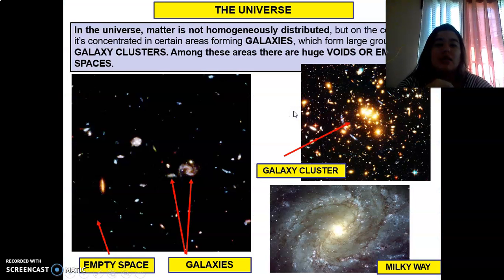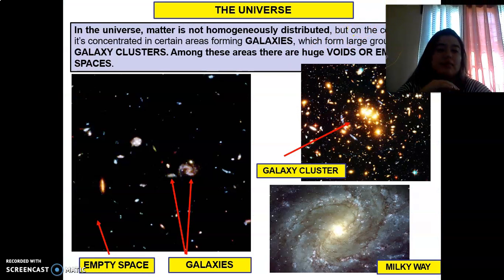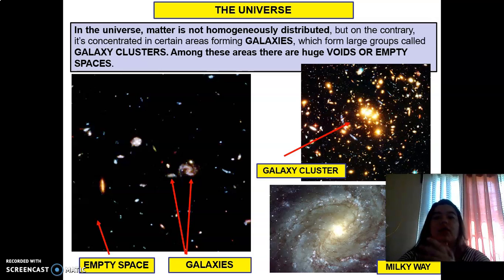Okay, so continue with the topic. In the universe, matter is not homogeneously distributed, but on the contrary is concentrated in certain areas forming galaxies, which form large groups called galaxy clusters. Among these areas there are just voids or empty spaces. Okay, this is an example of empty space. There are galaxies, this is a galaxy cluster, and this is the Milky Way.